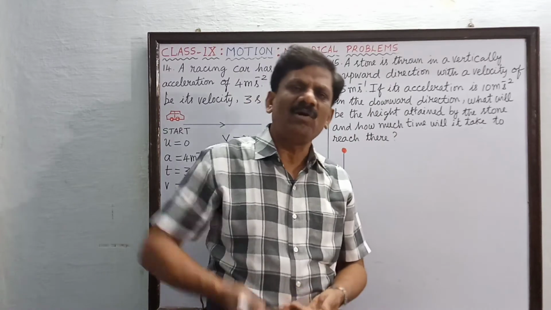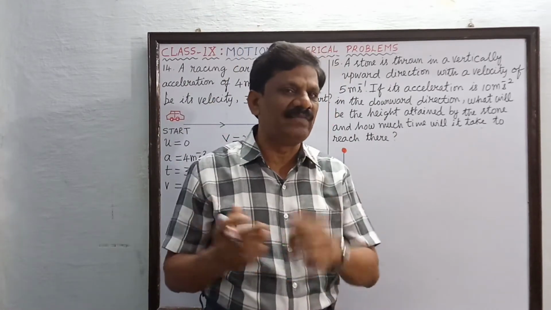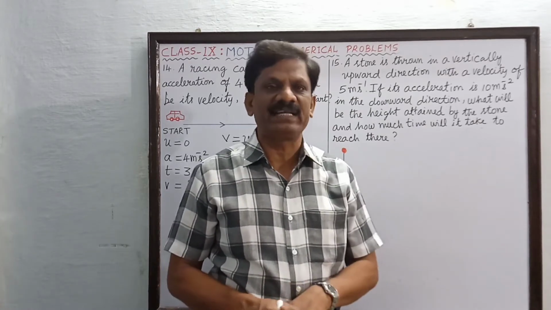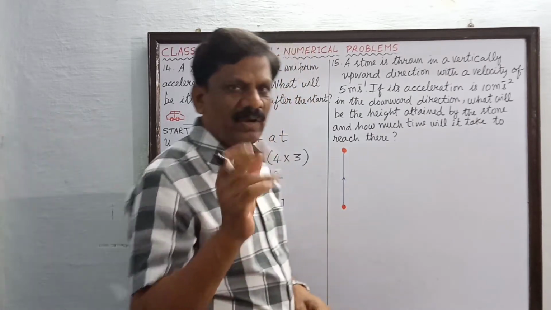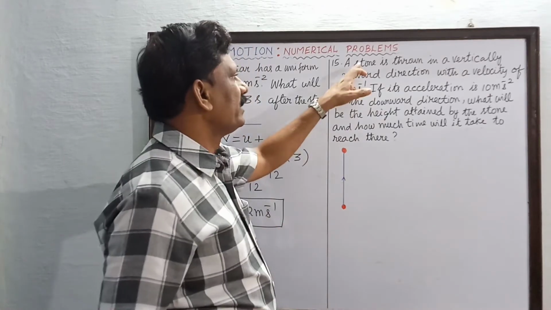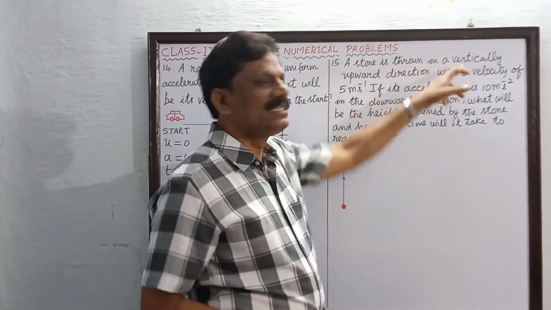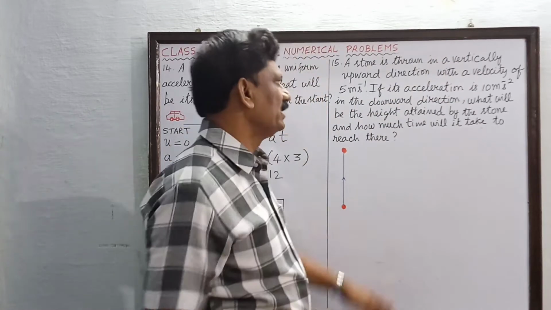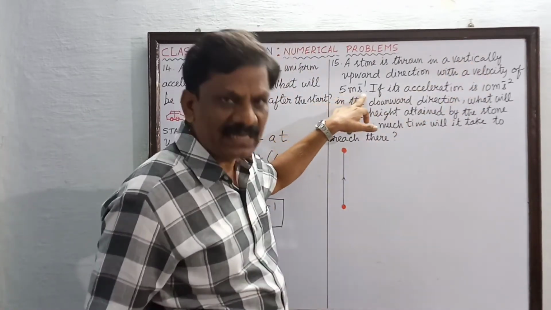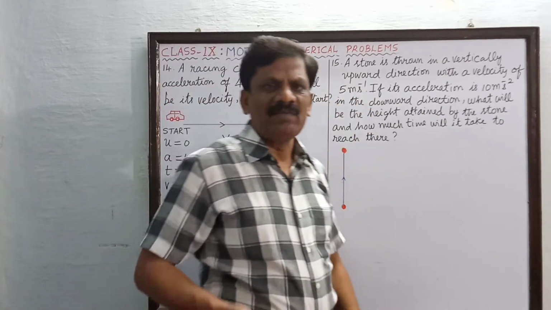But when you throw an object upward, it has to travel in a direction opposite to the gravitational force of attraction. Understand? So we have to read the problem again till we understand. So a stone is thrown in a vertically upward direction with a starting initial velocity of 5 meter per second. Okay, afterwards what will happen?